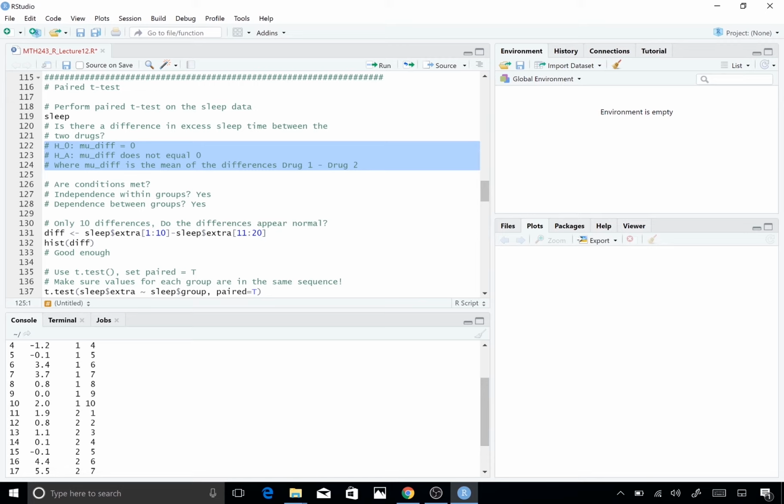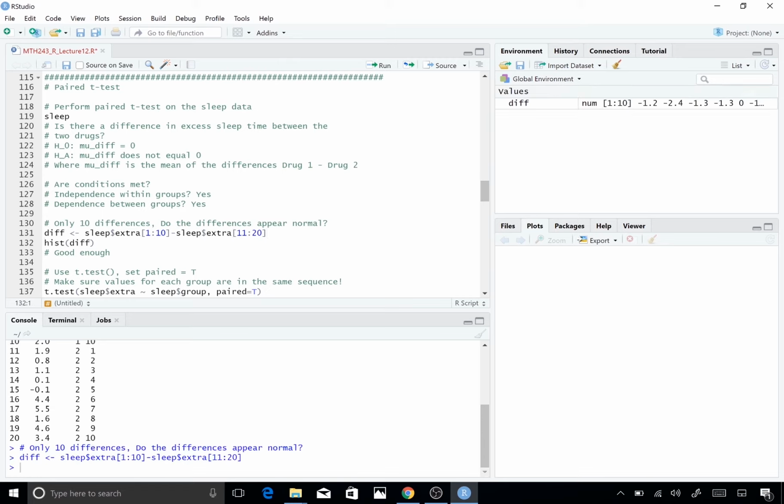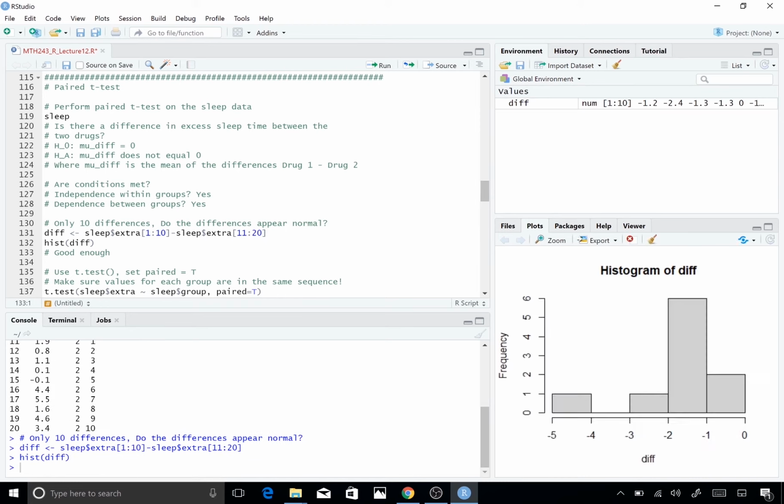That's what I'm doing here to check the normality. I'm storing the differences as diff. Then I'll check the histogram. Because the sample size is so small, I want this to look normal, and it looks all right. We have this one outlier, but it doesn't look too far away, and it's such a small sample that I'm okay with assuming this was drawn from a normal population.